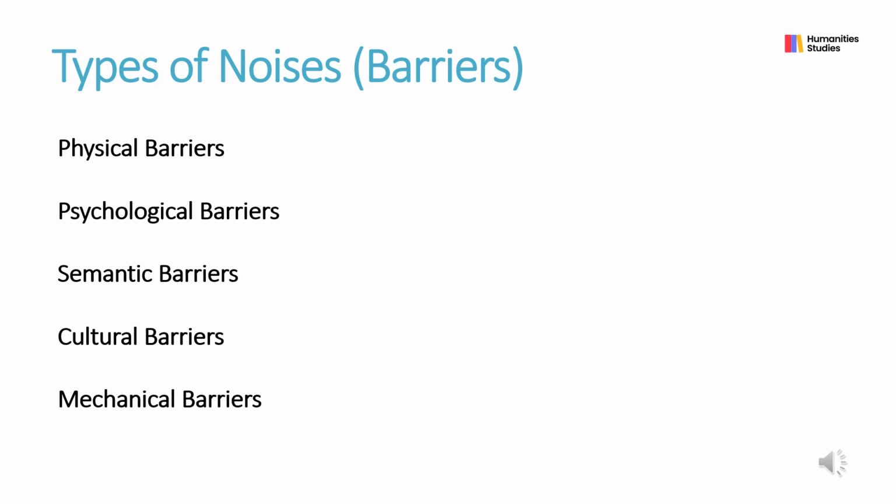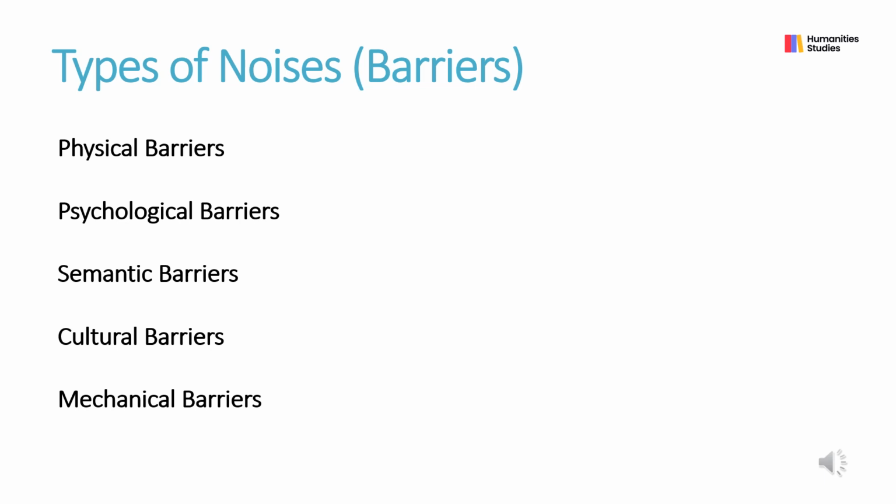Noise refers to any interference or distortion that can affect the clarity, accuracy, or effectiveness of a message being transmitted from a sender to a receiver. Noise forms barriers to effective communication. Therefore, it is also called barriers to communication. There are several types of barriers that can affect the effectiveness of a communication process. A few are mentioned here: physical barrier, psychological barrier, semantic barrier, cultural barrier, mechanical barrier, etc.